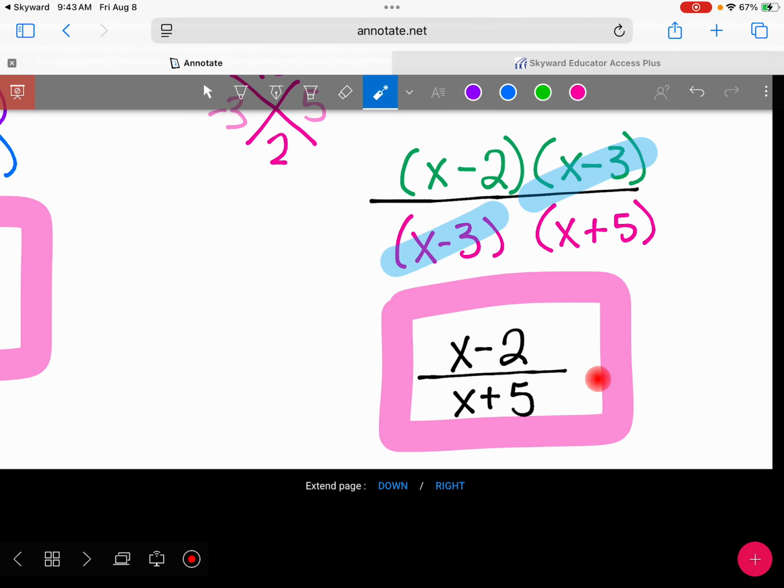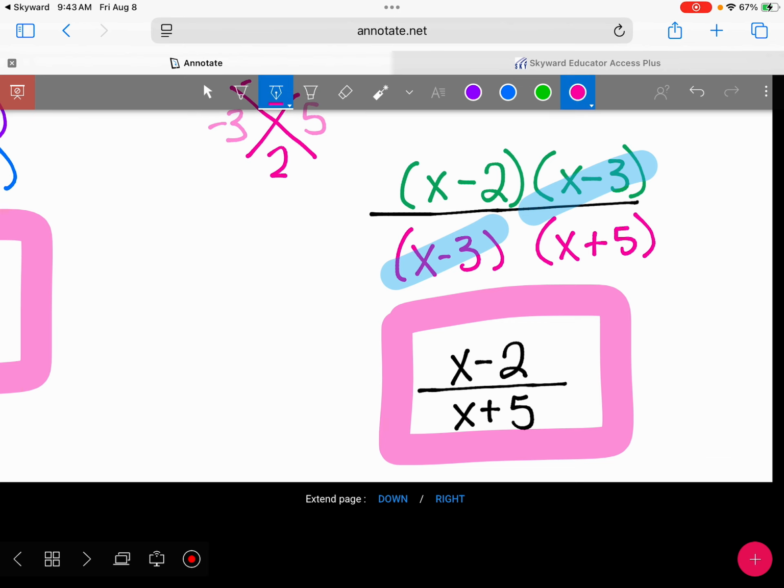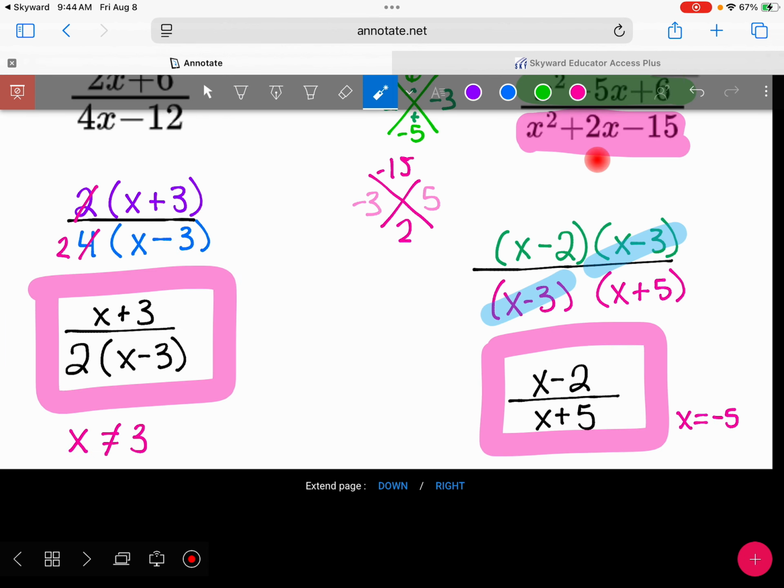On this one, what will make our denominator 0? Negative 5. So x cannot equal negative 5. But we also have this guy in here when we put it in factored form. So if we had our original equation, if I put in 3, it would still give me a 0. So we have to include the ones that cancel out as well in our domain. So x cannot equal 3 either because of that guy.